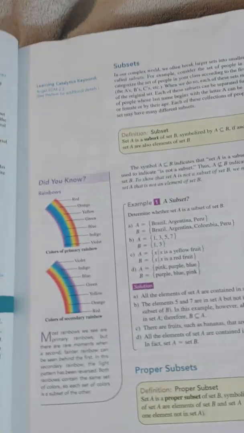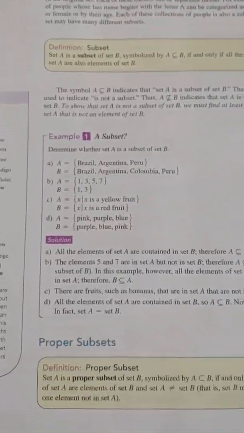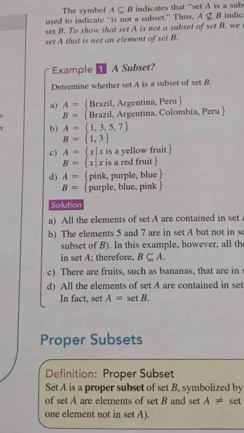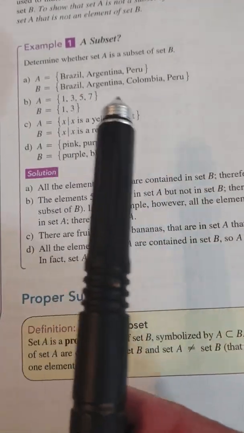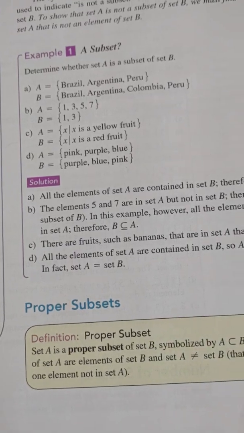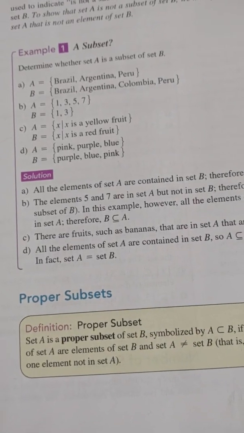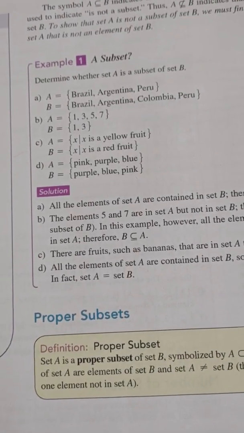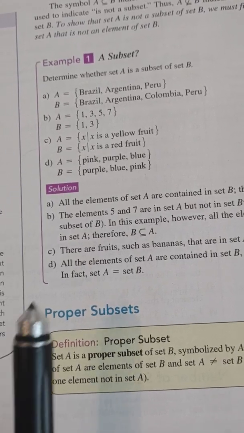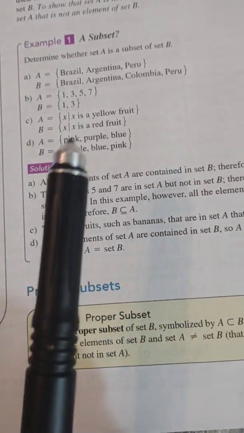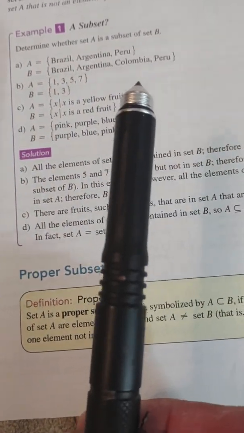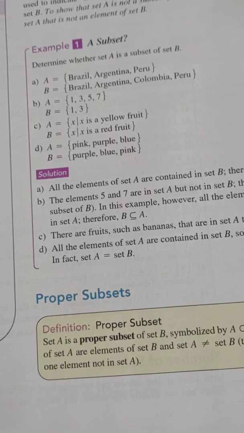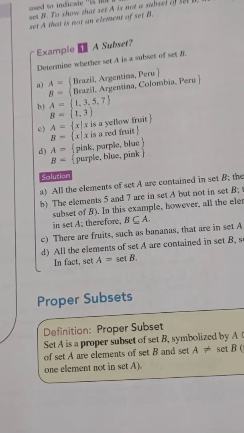Okay. Some examples of this would be, if you look at example 1 on page 51, here's set A, Brazil, Argentina, and Peru. Here's set B, Brazil, Argentina, Colombia, and Peru. You can see that Brazil's in both, Argentina's in both, Peru's in both, but set B has Colombia. So set A is a subset of B.